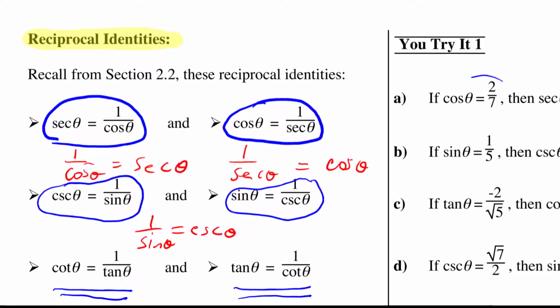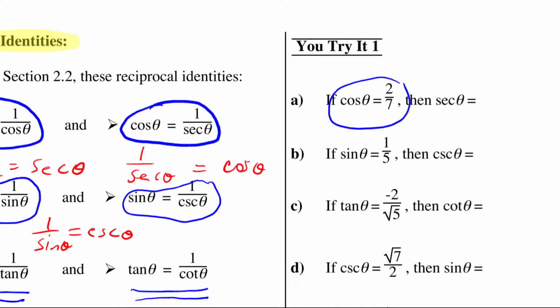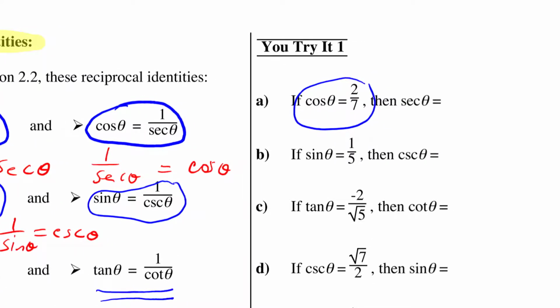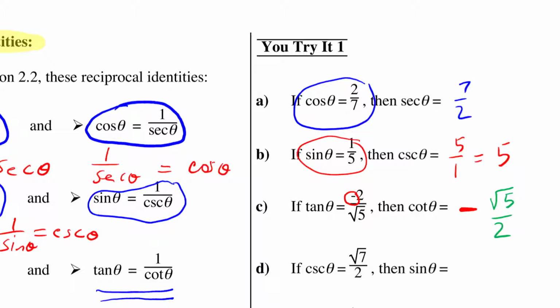So let's put this into action. If we know, for example, that cosine of theta is 2/7, well then secant theta simply must be the reciprocal, 7 over 2, or 7/2. And if sine theta is 1/5, well then cosecant theta, we might first write it as 5 over 1, but we should then simplify that to just 5. In example C, notice that tangent is negative. Well, that means the reciprocal will also be negative, so cotangent will be a negative number. And then we flip the fraction. Negative square root of 5 over 2.